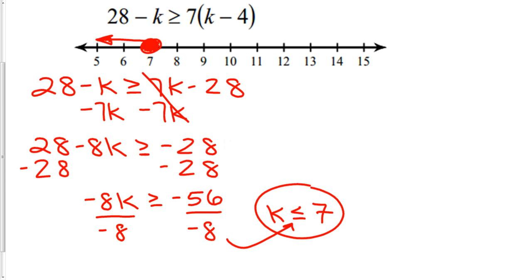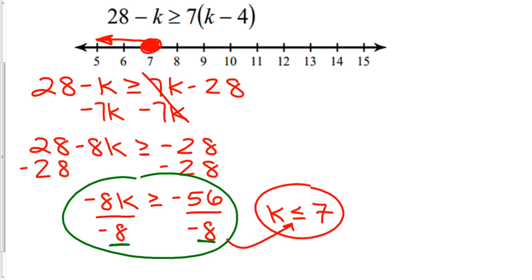Here's what your solution should look like. Did you get it right? Keep in mind a couple things. Number one, in your last step, step number 3, we divided both sides by a negative 8. When you divide both sides by a negative 8, this sign has to flip. So it went from being greater than to being less than. So your final answer should be k is less than or equal to 7. Make sure you did that. If you didn't, make a note of it.